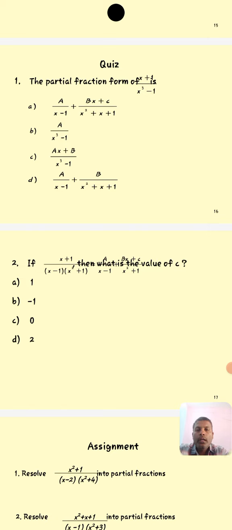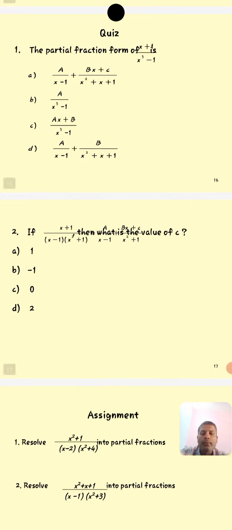The second question: if x plus 1 divided by x minus 1 into x square plus 1 equals a by x minus 1 plus bx plus c by x square plus 1, then what is the value of c? In this question, first we do the LCM part and simplification, and compare the coefficients or use the substitution method, as you wish. Then find the value of c. After that, what is the suitable answer? You have to choose: a is 1 or b is minus 1 and c is 0 and d is equal to 2.